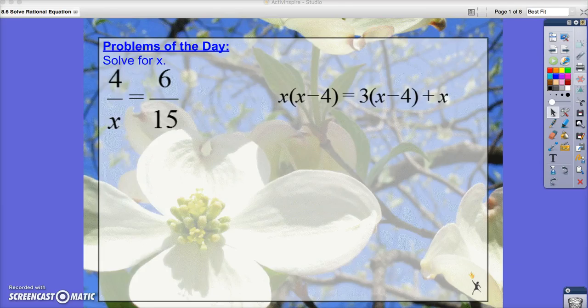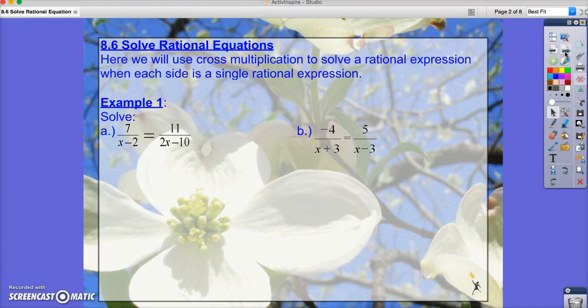Okay, so today we start lesson 8.6, part 1. Pause the video and take a look at the problems of the day. So 8.6 is called Solve Rational Equations. It says here we will use cross multiplication to solve a rational expression when each side is a single rational expression. That is what we are looking at today for part 1.